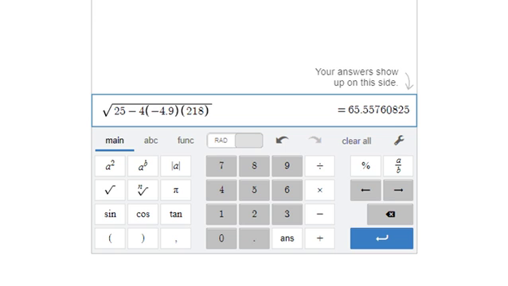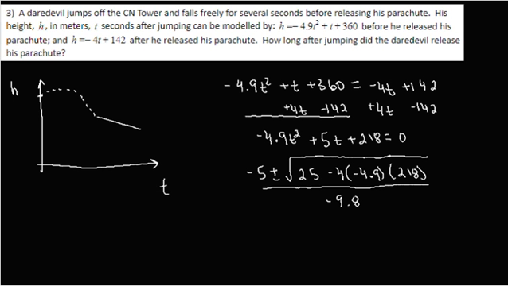There we go. So now we want to put, that is approximately negative 5 plus or minus 65.56 divided by negative 9.8. All right, so once again, now we're looking at a modeled quadratic. If we do negative 5 plus 65.56, that's going to give us a positive divided by this negative, which is going to give us a negative time.